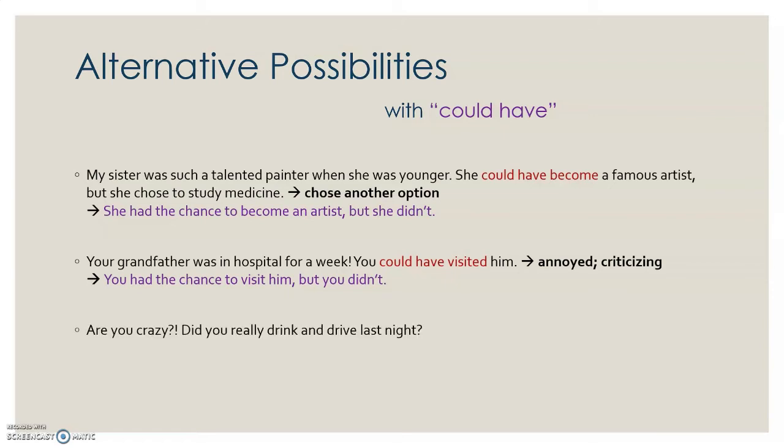Here's another example. Are you crazy? Did you really drink and drive last night? You could have died. Again, I'm criticizing. I'm really angry because you risked your life. You're lucky that you didn't die. You could have died. It was a possibility.